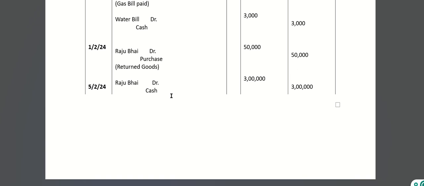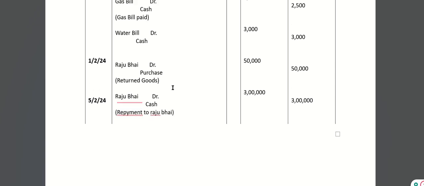Now what do you have to write? We should surely give a narration that any common man can understand. So we can write, being repayment made to Rajuby. Okay, this is how the journal entry would come.